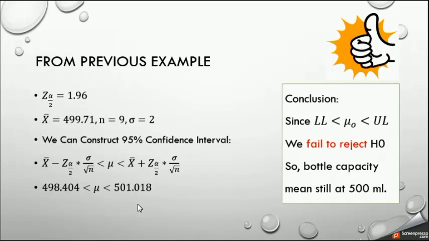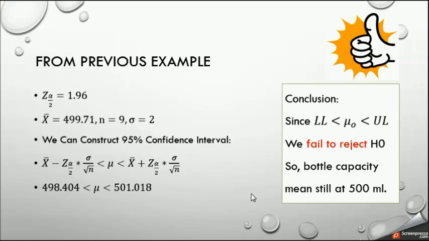But what happened? We have mu naught, our hypothesized value for mu, equal to 500 milliliters. If we look for the 500 milliliters, in fact 500 is included within this interval. So mu naught, which is 500, is larger than the lower limit and below the upper limit. This means mu naught is included inside the interval, so our conclusion is that we fail to reject H naught. The bottle capacity is statistically still the same at 500.